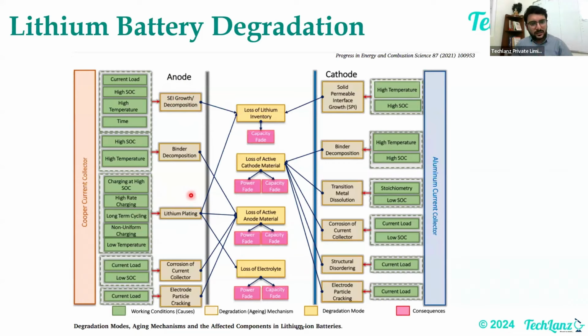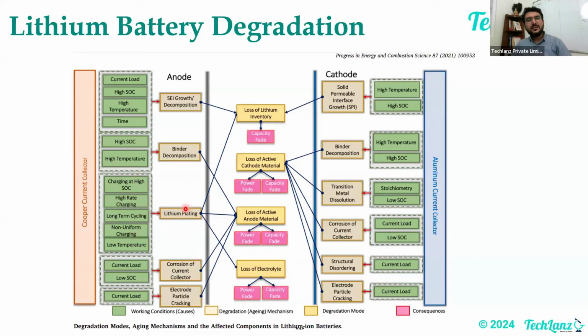So if we talk about only lithium plating today, we are not talking about anything else, right? There are multiple mechanisms on the anode side and cathode side: the loss of lithium inventory, loss of active cathode, loss of active anode, loss of electrolyte, corrosion of collector, lithium plating, and all those mechanisms. But for today's session, we'll only focus on lithium plating, right? And lithium plating depends on whether you're charging your battery at high SOC, high rate discharge, charge and all. There are multiple mechanisms by which lithium plating happens.